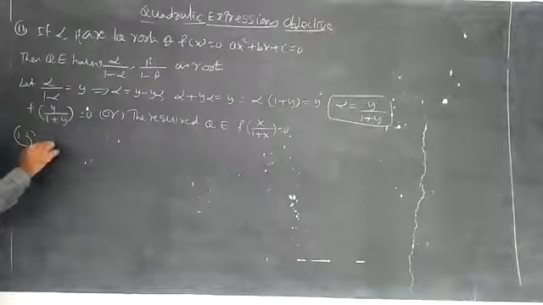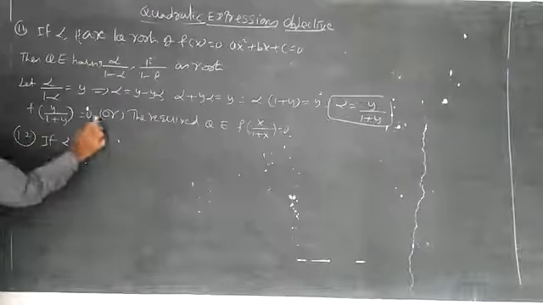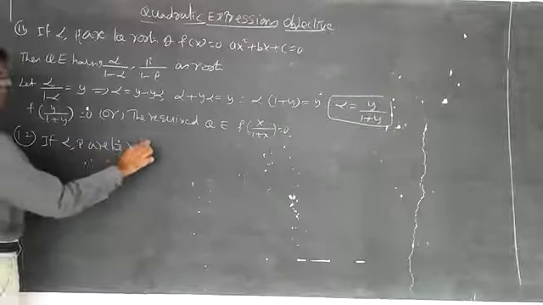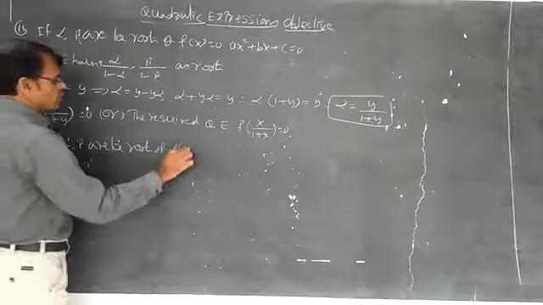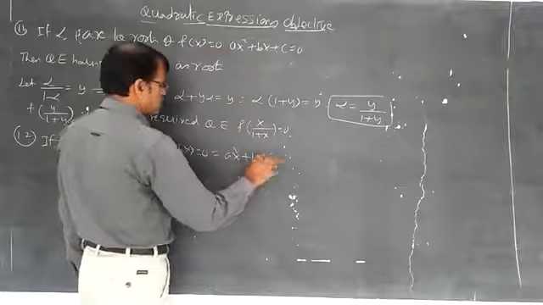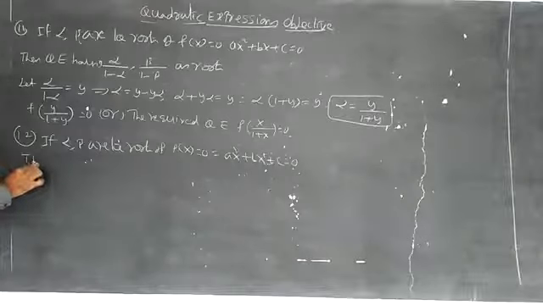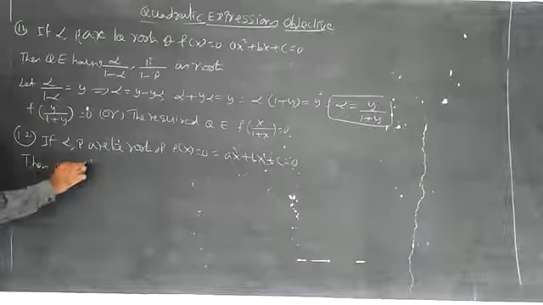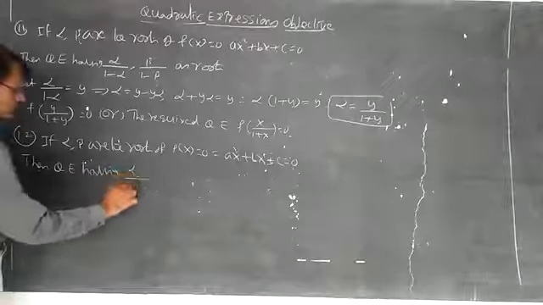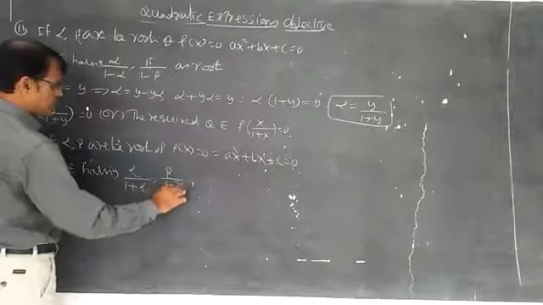In a similar way, another question is here. If alpha and beta are the roots of f of x equal to 0, that is the general quadratic equation ax square plus bx plus c is equal to 0, then the quadratic equation having alpha by 1 plus alpha and beta by 1 plus beta as roots.